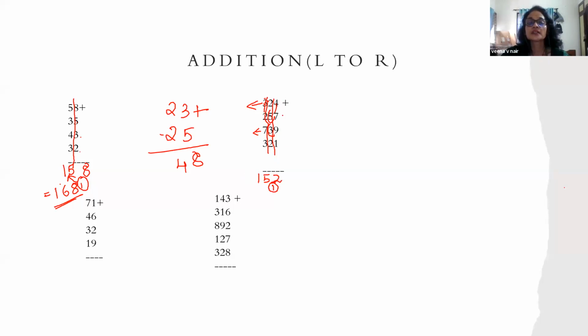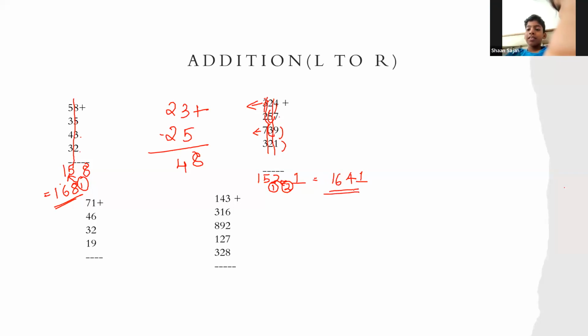Next. Can we use tens here? 9 and 1. 9 plus 1 is 10. 10 plus 7 is 17. 17 plus 4 is 21. So we write 2 in the base as subscript and 1. Now we do the addition. 1, 2 plus 2, we add this 2 to the previous number, that makes it 4. And 1 to 15. So the answer is 1641. Right?